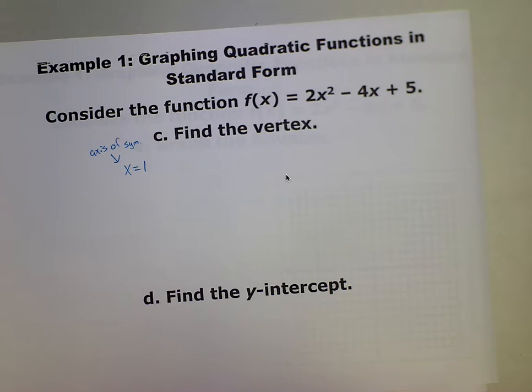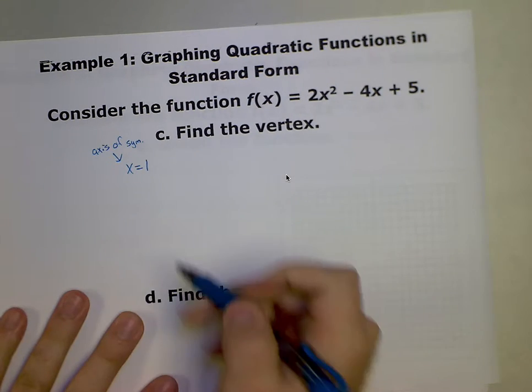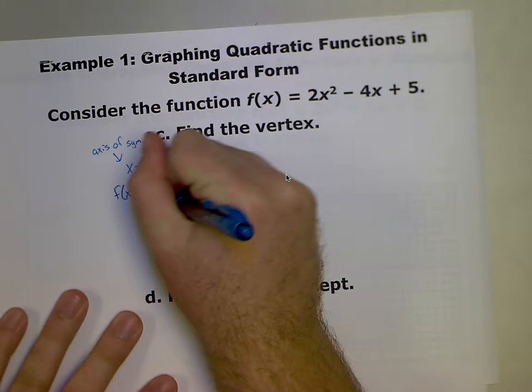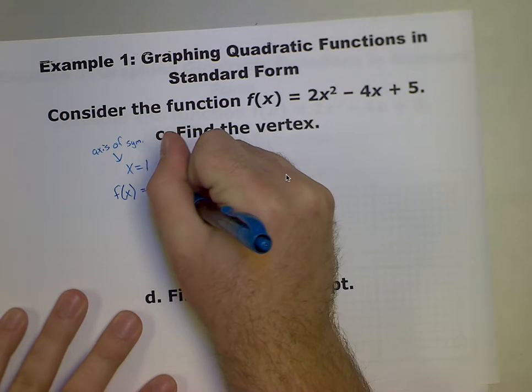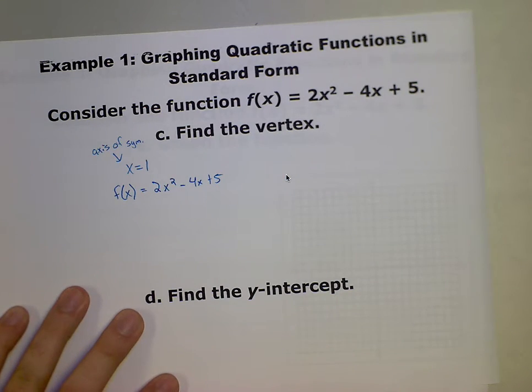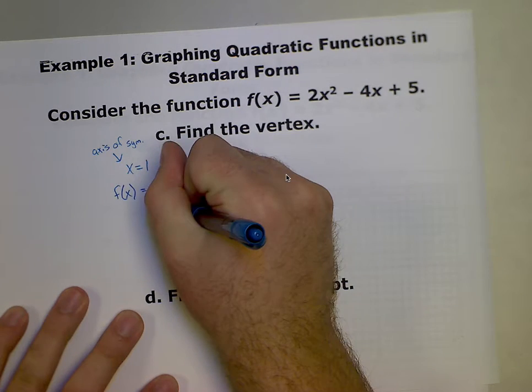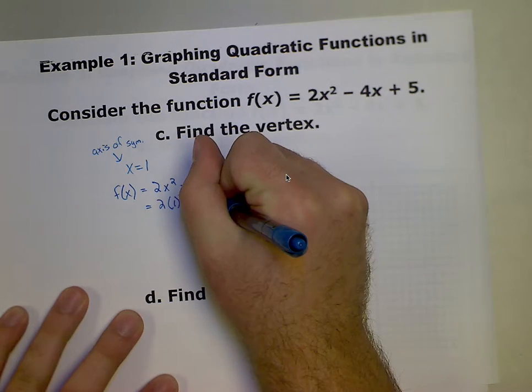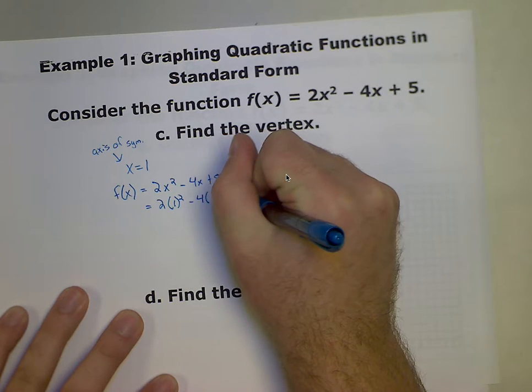We know that the x coordinate of our vertex is the same as that axis of symmetry. So I already have my x coordinate. Now I need to find my y coordinate. If you look back in our notes again, that y coordinate, we said we are going to pxi, which stood for plug x in. So I want to take this x value and take my equation, which I said was f of x is equal to 2x squared minus 4x plus 5. And I'm going to take that 1 and plug it in for x. So I'm going to have 2 times 1 squared minus 4 times 1 plus 5.